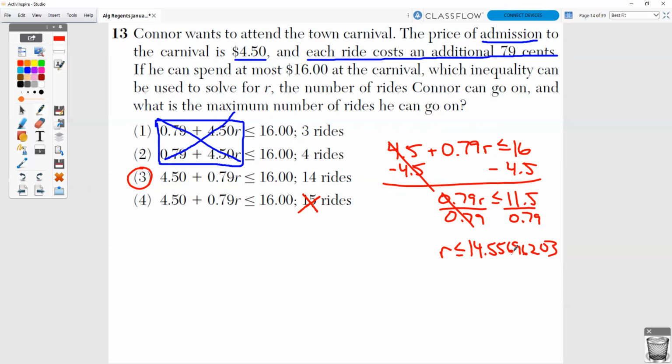So what's the maximum number of rides? Does he have enough money? This is how many rides if he had exactly $16, but can you go on a 0.55 of a ride? No, you can't. Do you have enough money to go on a 15th ride? No, you're short. It would be over $16. So the number of rides would be 14. You would round down on that one.